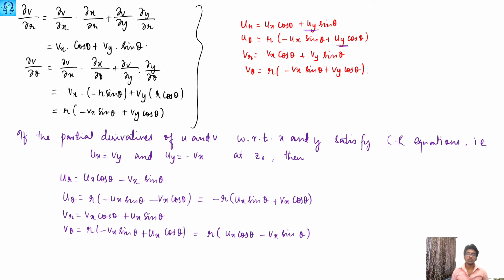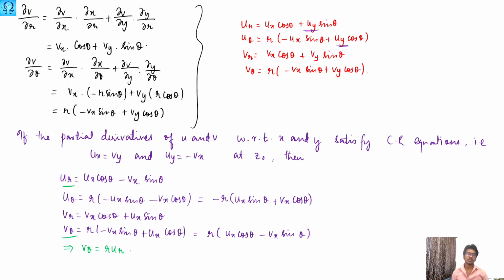Now using these things, we'll have to compare and come to some conclusion. What is that? Just observe this v theta quantity and ur quantity. So from this, what you get is that your v theta is r times ur. That is very evident, right? So your v theta, ux cosine theta minus vx sine theta, that is what is ur.